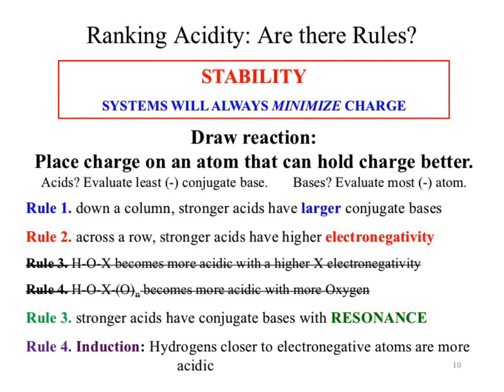Some people have gone and looked at it, but some people haven't, so let's evaluate what's going on with it. Rule 1 was that larger conjugate bases meant that they were more acidic. And I said that that was the same thing as Rule 3, which is talking about resonance.